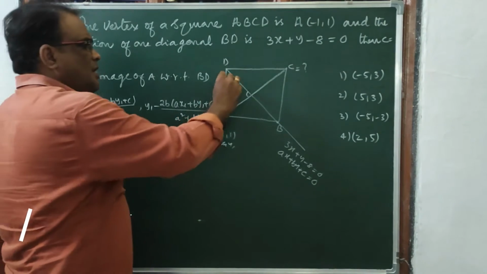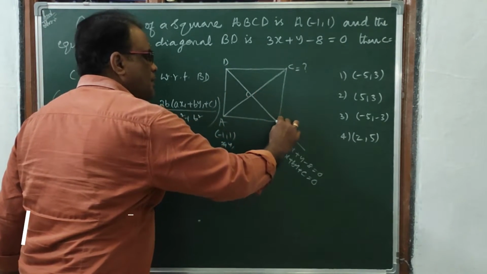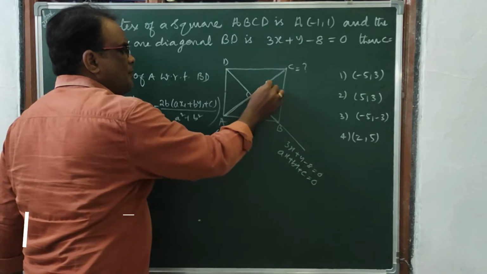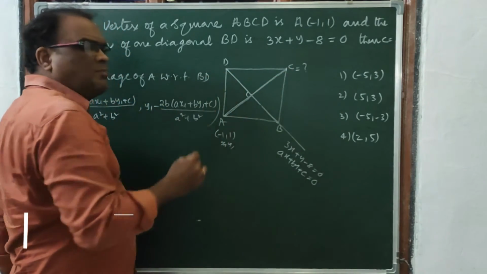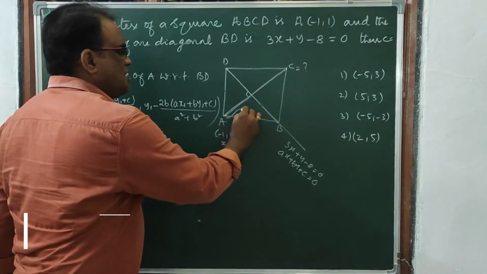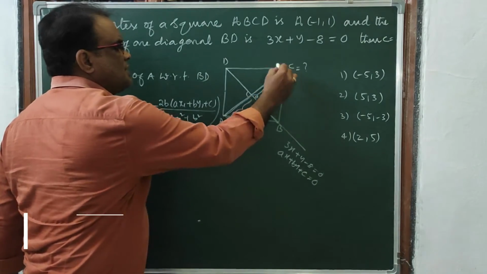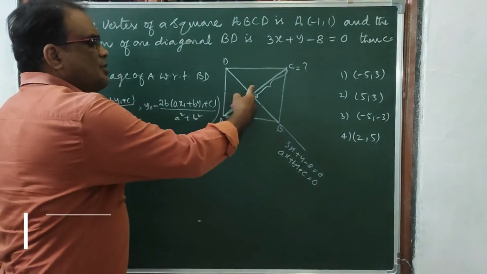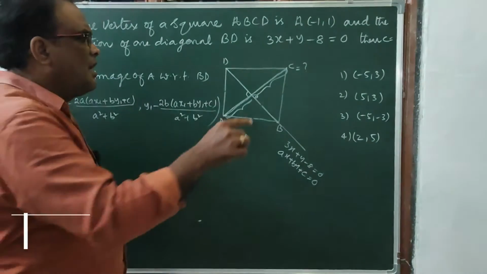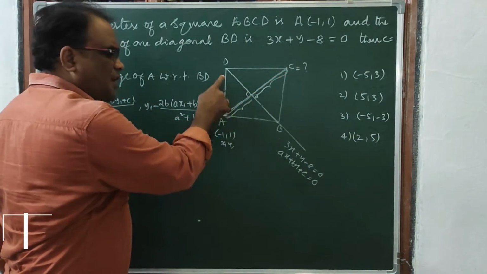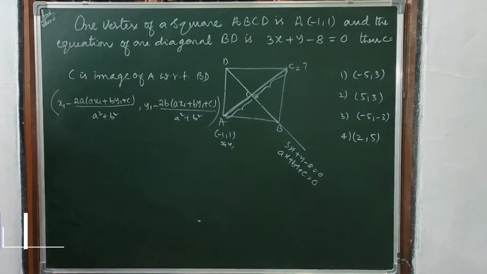Right? Because the diagonals are perpendicular to each other and diagonals bisect each other, the distance from A to O is equal to the distance from O to C, and also they are perpendicular. Hence, C is the image of A with respect to the diagonal BD.